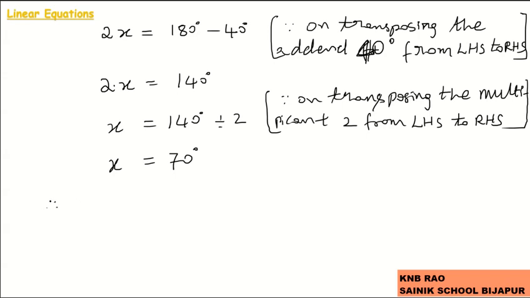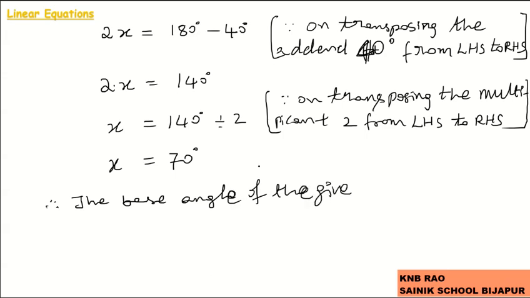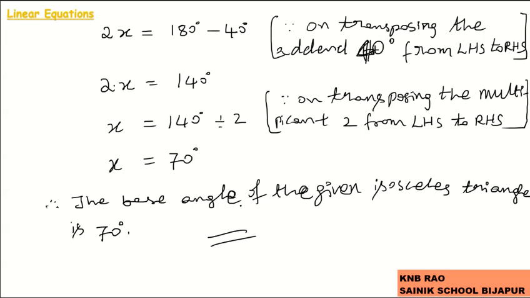Now, conclusion. Therefore, the base angle of the given isosceles triangle is 70 degrees. This is final conclusion. So, this is how we solve question B.